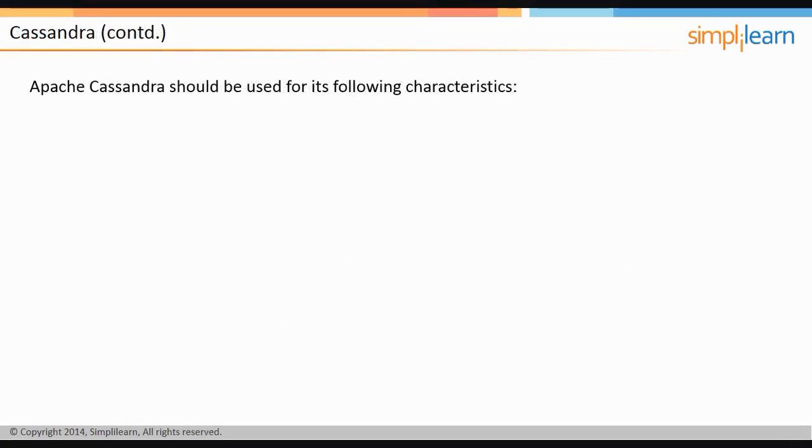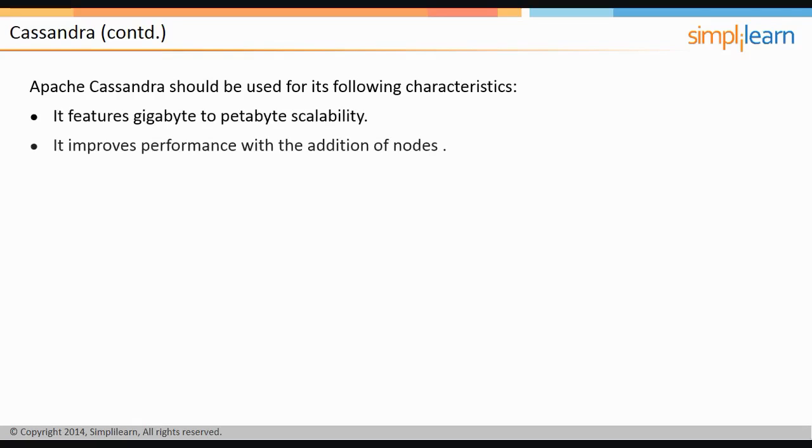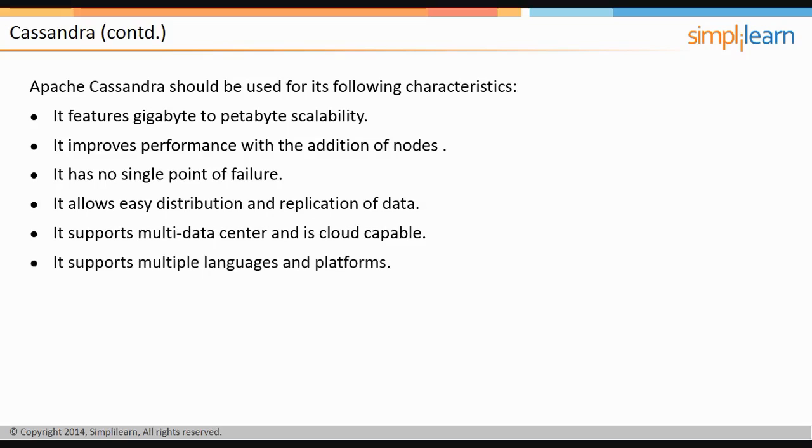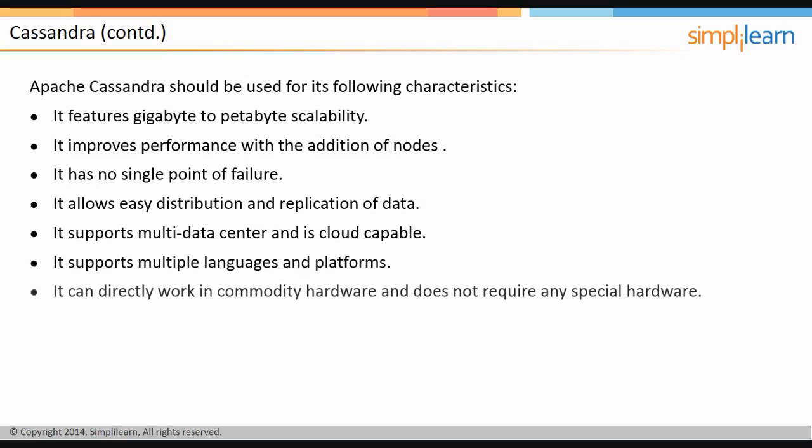Apache Cassandra is used for the following characteristics. It has direct features to scale from gigabyte to petabyte storage. It improves performance with the addition of nodes. It has no single point of failure. It allows easy distribution and replication of data. It supports multi-data center and is cloud capable. It supports multiple languages and platforms. It can directly work on commodity hardware and does not require any special hardware. We will discuss the concept of YARN in the next screen.